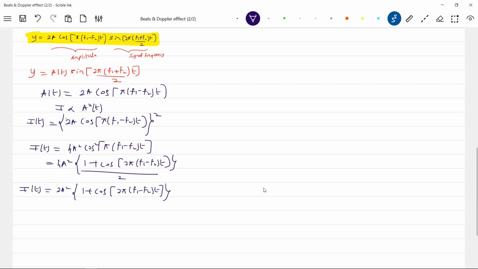So I'm interested in when the intensity will be maximum, because I'm interested to plot this graph of intensity as a function of time. Let me see how that variation will take place. Okay, got this one. So for I of t, for intensity to be maximum, I want the instants of time at which it will be maximum. For it to be maximum, this quantity cos 2 pi (f1 minus f2) t should be equal to plus 1.